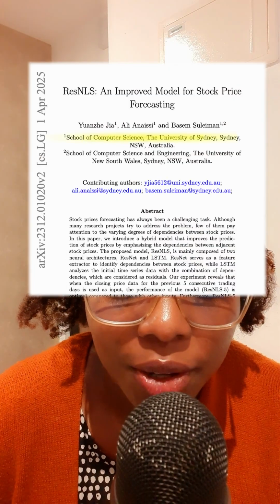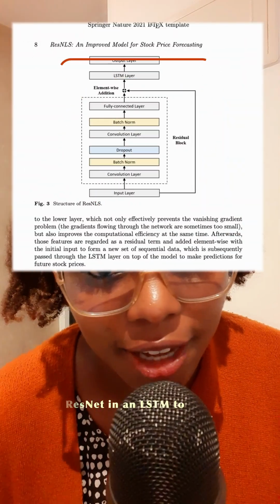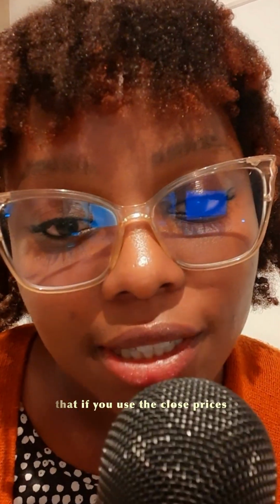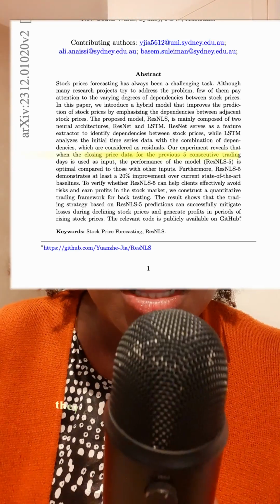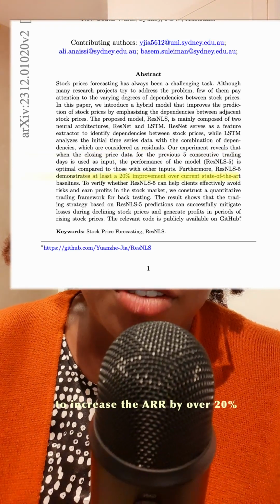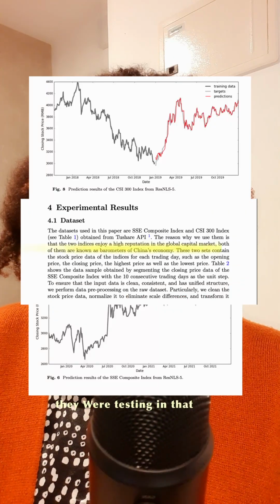This paper was written by researchers from Australia, and they combined two models, a ResNet and an LSTM, to predict stock prices. And in that research, they found that if you use the close prices of the past 5 days to predict the close price of the 6th day, the model was able to increase the ARR by over 20% for the two Chinese indices that they were testing in that paper.